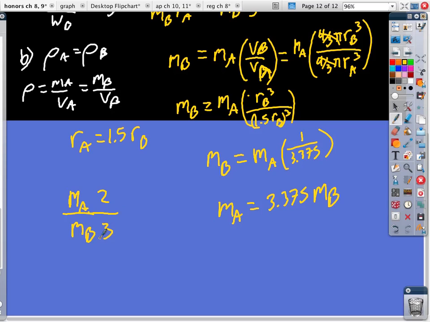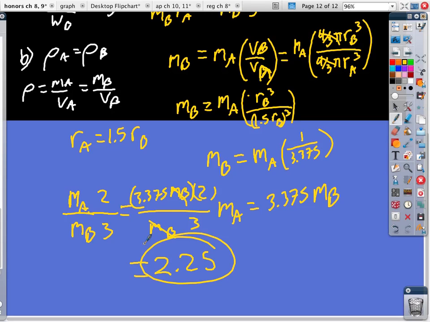So we can go back again to our recycled equation, which said MA over MB was like 2/3. So if I now plug in this, I get 3.375 MB times 2 over MB times 3. Cancel that. And we get an answer of 2.25. So the ratio of the weight on A to the weight on B is 2.25.